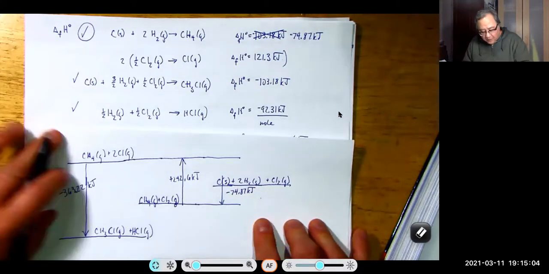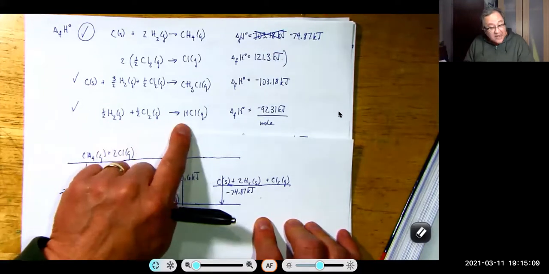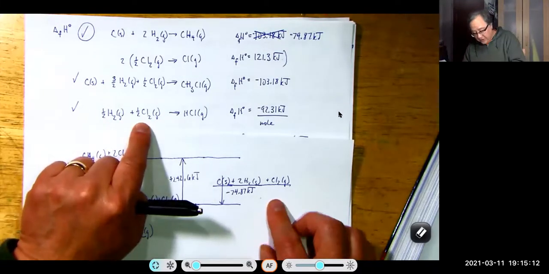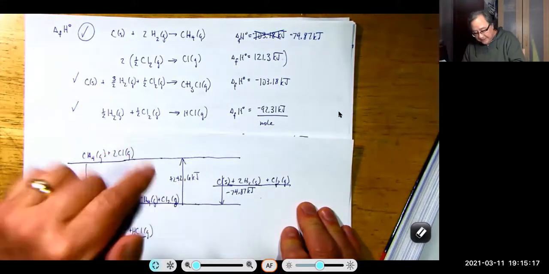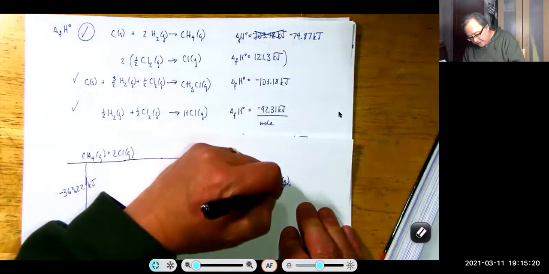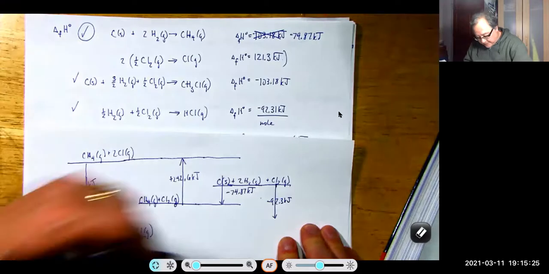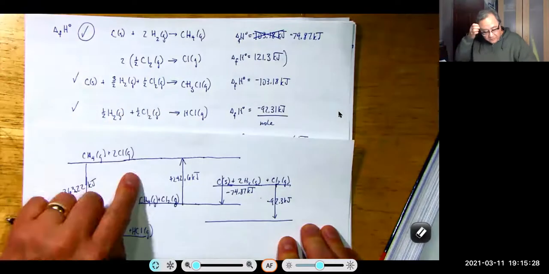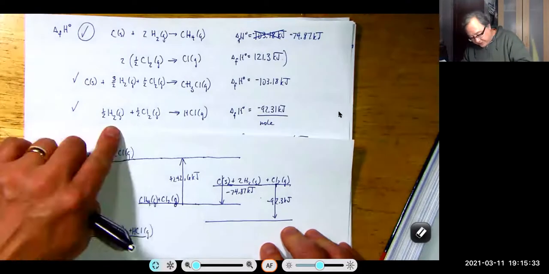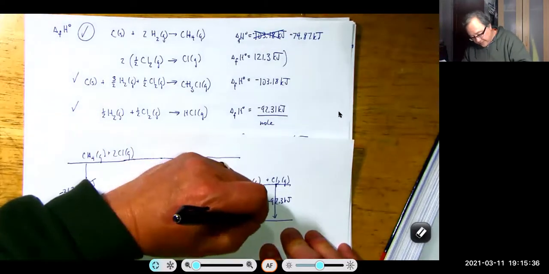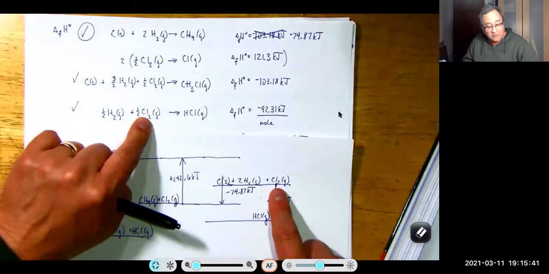So now let's incorporate this one here. So our product is going to be HCl, but our reactant is going to be 1/2 Cl2. So I'm going to go like this, starting here because that's a reactant. Because that's negative, I'm going to go down negative 92. And I'm going to end down here with what? Well, 1/2 Cl2 plus 1/2 hydrogen becomes HCl gas.